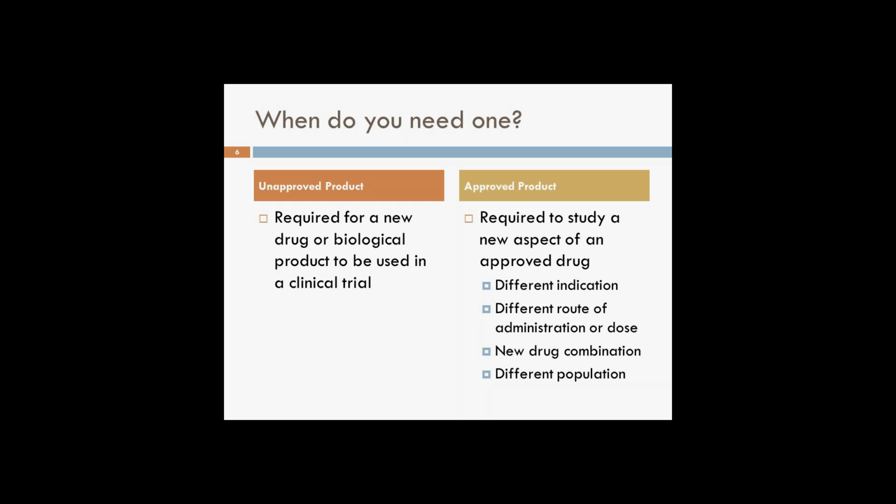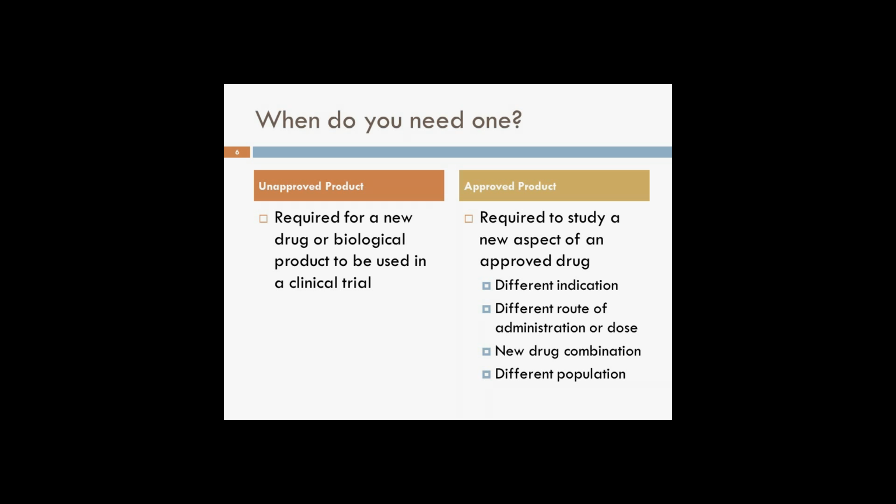Let's say you develop a drug for asthma and then you see an animal model that, hey, it works for diabetes too, at least in mice. Let's test this in humans. So you need an IND to study that asthma drug now in diabetes.